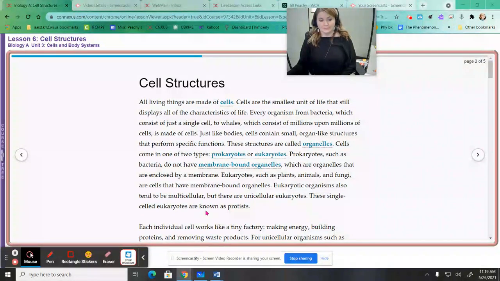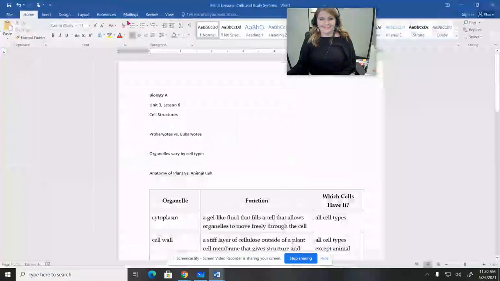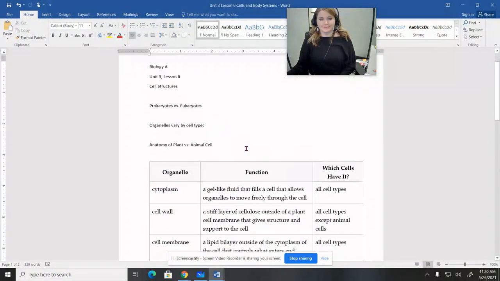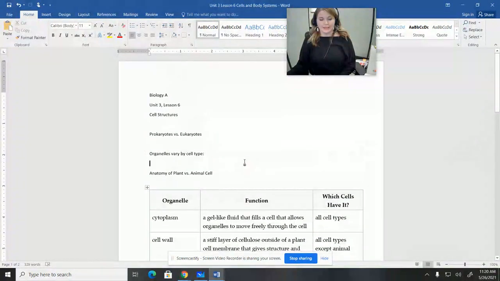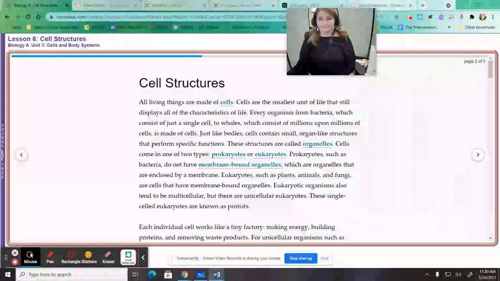So, a point of clarification to start out here, just looking at the difference between complex cells like eukaryotic cells and simple cells, prokaryotic cells. First, a reminder that the note sheet for this lesson is attached to my website, and you can fill this out as you go along with today's lesson.